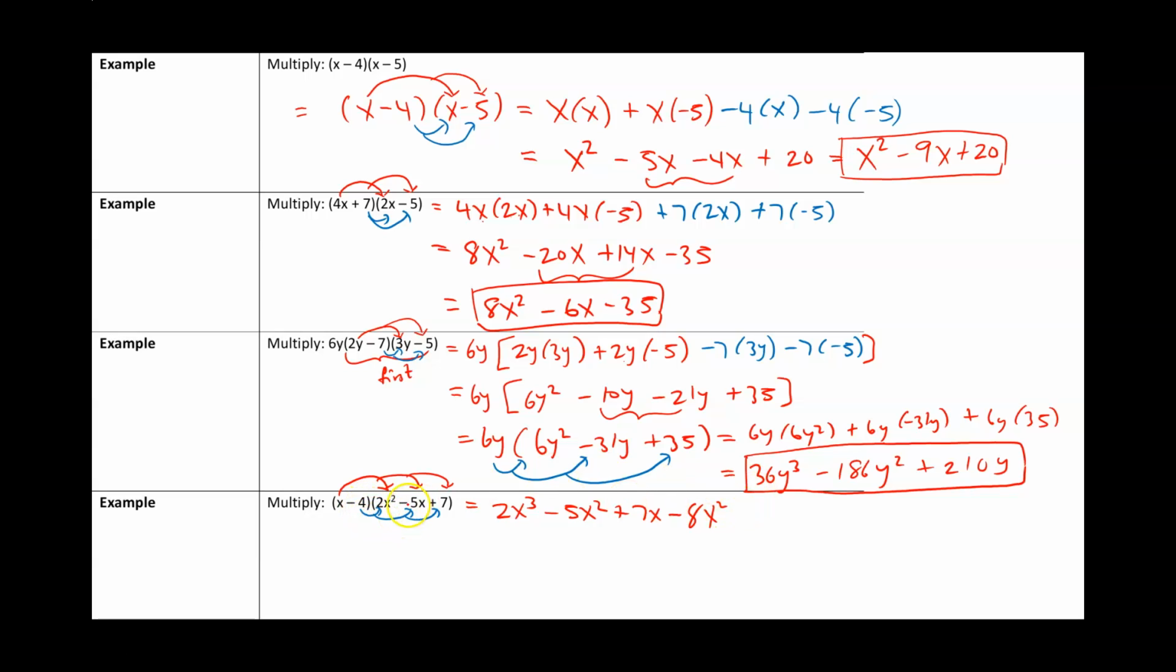Remember that a negative times a negative is a positive, so that'll be a positive 20x. And then I have a negative 4 times 7, that is a negative 28. And again, please be careful with the signs. If you have a negative times a negative, it's going to be a positive.